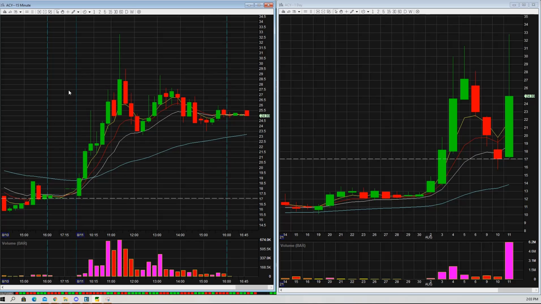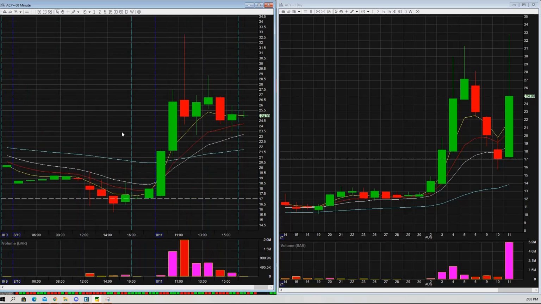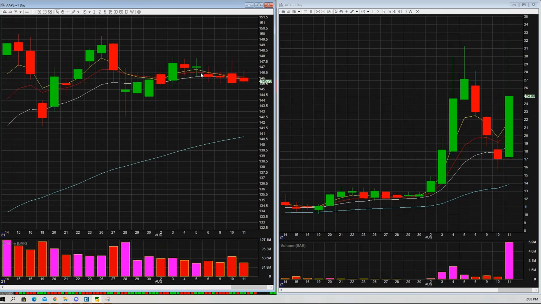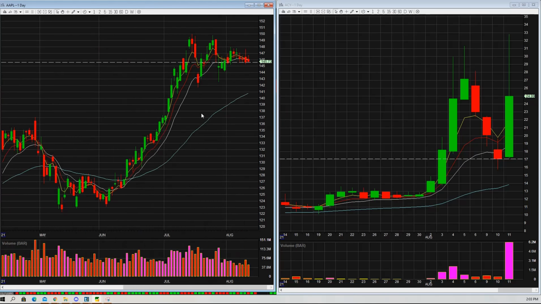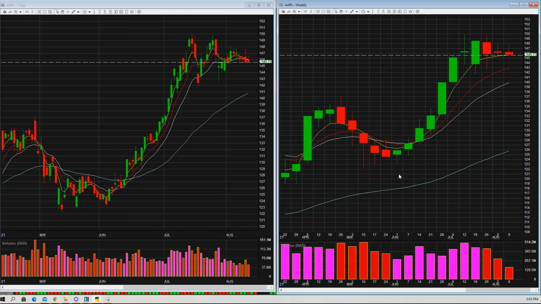Now, if we're swing trading, we can do something similar. If you're doing short-term swings, you could be using a 60 minute for entries, daily for levels. If you're looking at doing longer term swings, you could be using a daily for entries. You could be using the weekly or monthly on Apple, for instance, as your target levels to the upside.